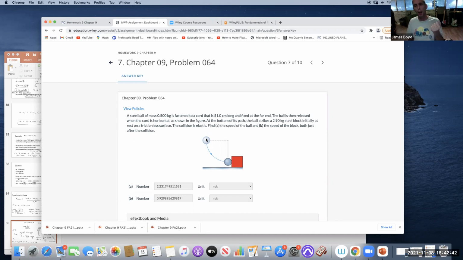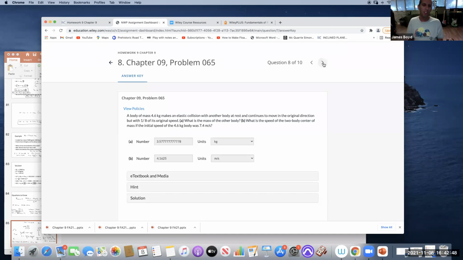And then this is initially at rest. So it's not too bad. It's elastic with a little bit of energy.